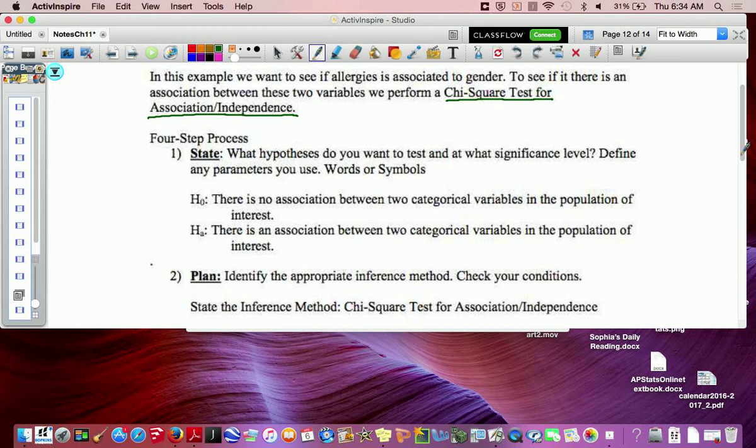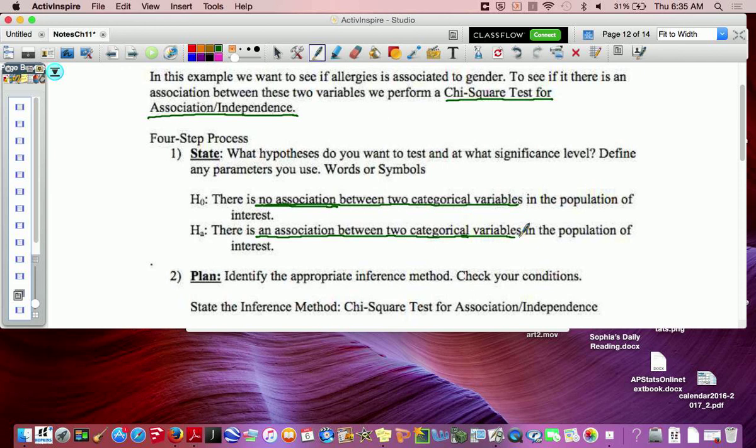Instead of saying there's a difference between the groups, you're going to say there's no association between the two categorical variables. We're going to say there's either no association, or you could say they're independent. Given we know they're not truly independent because there's a difference, we just want to see, is it a real significant association between the two categorical variables?